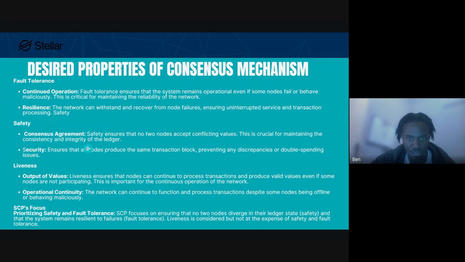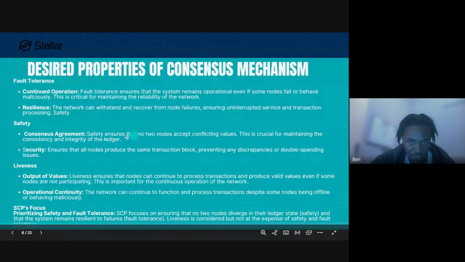Here, you want your network to recover even if there's node failures. Even let's say you have 1,000 nodes and 100 stop working, you want it to keep on working. Even let's say half of the nodes stop working, you want it to continue to work. So you want your system to have resilience to withstand and recover from node failures.